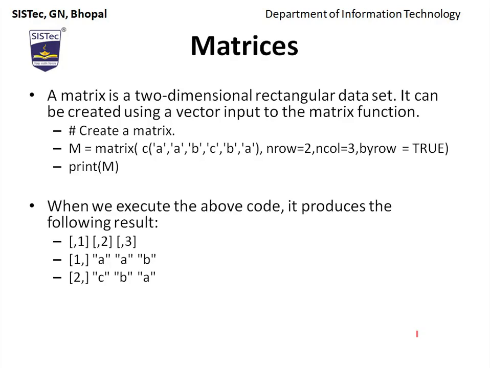Next is matrices. Matrices are basically a two-dimensional rectangular data set that can be created using a vector input to the matrix function. To create a matrix, we must use the matrix function along with the vector. Here we created a variable m and passed on the values a, b, c, b, a, and in this we have to define the number of rows, number of columns and by row value, true or false.